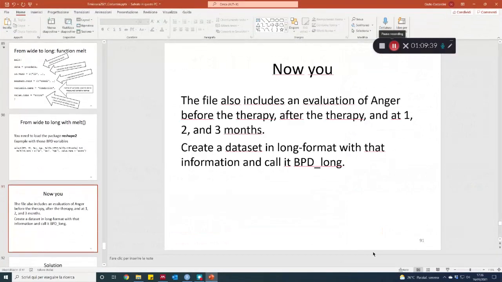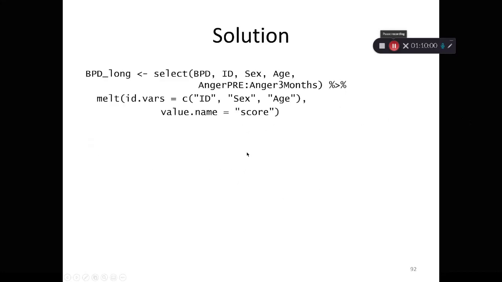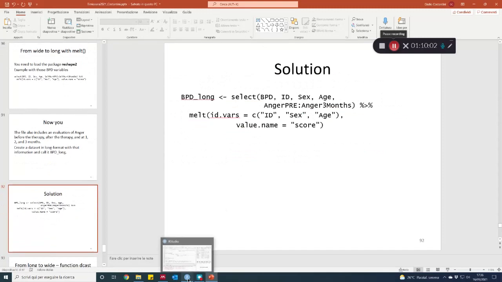That's it. Now, a small exercise for you. You can try to do the same with the anger variable. So anger before and after the therapy. And create a dataset in long format with this information, and you can call it bpd_long. In a moment comes the solution. So here it is.